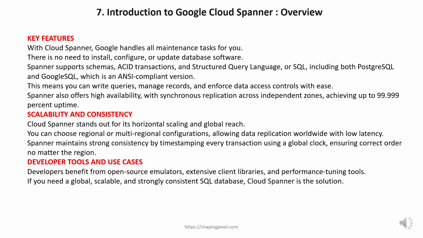Google Cloud Spanner is a fully managed relational database that combines the strengths of both SQL and NoSQL systems. Unlike Cloud SQL, which is ideal for multi-row transactions, or Firestore, which is optimized for speed, Spanner delivers the best of both worlds for demanding applications. With Cloud Spanner, Google handles all maintenance tasks for you. There's no need to install, configure, or update database software.